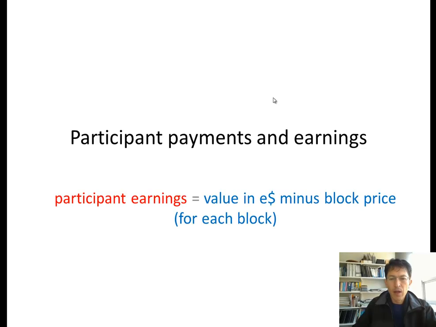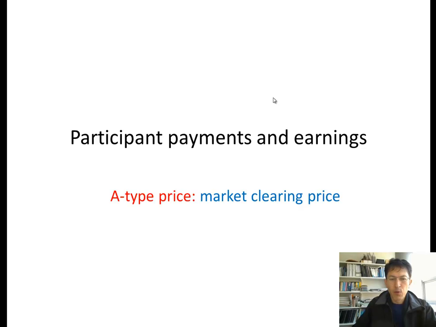Participant payments and earnings. Participants whose bids are accepted will receive their value in experimental currency, that is $, for each block minus the price that they pay for the block, which is determined as follows. The price paid by participants whose acquired blocks are assigned an A characteristic is simple. It is calculated as the market clearing price for that block.